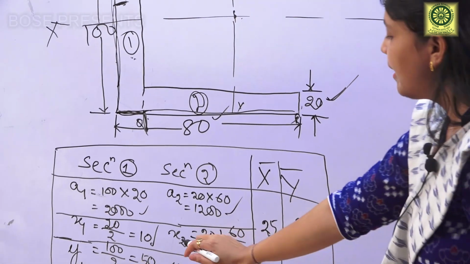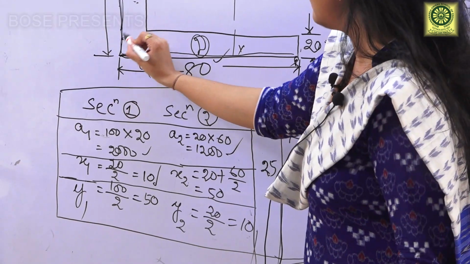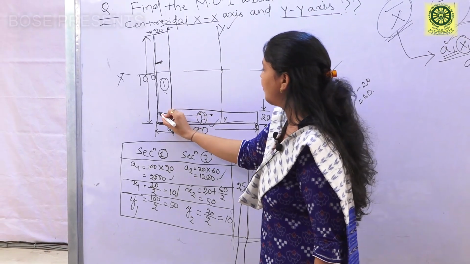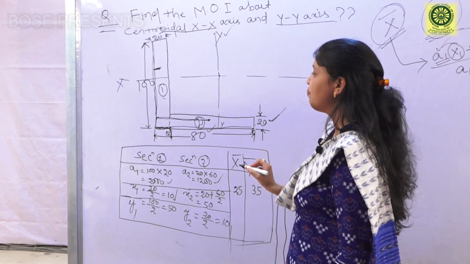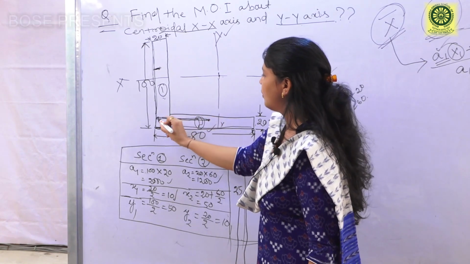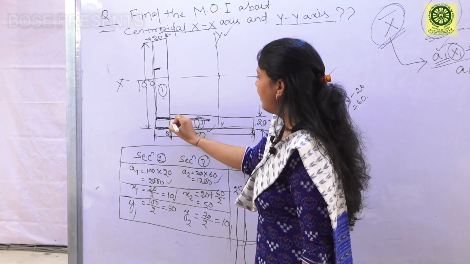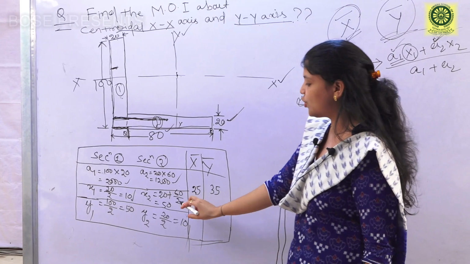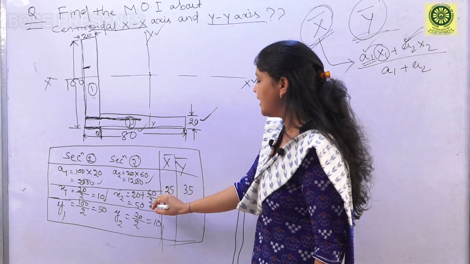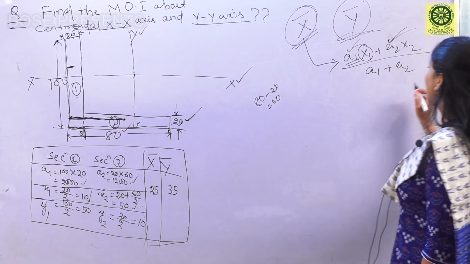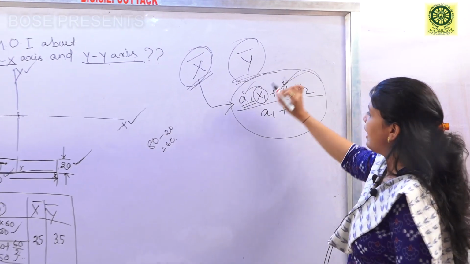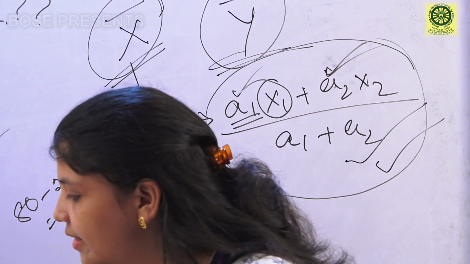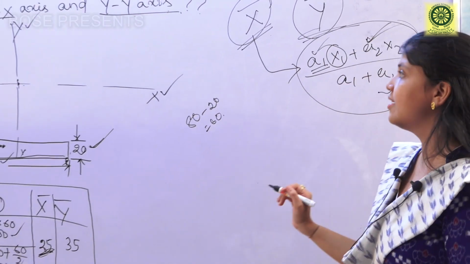Now come to x2. x2 is the distance between this reference line and the midpoint of section 2 along the x-axis. So we have to find out this distance, that is our x2. This distance up to here is 20 and this distance is 60 by 2. So x2 will be 20 plus 60 by 2, that is 20 plus 30, that is 50. When you put the values of a1, x1, a2, x2 in this formula, you will get the value of x bar, that is 25 mm for this question.